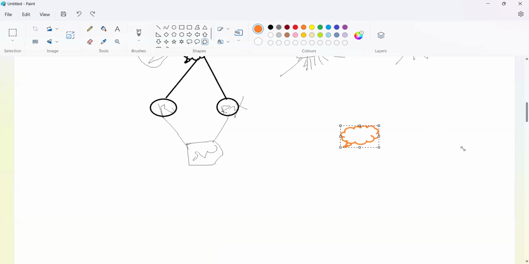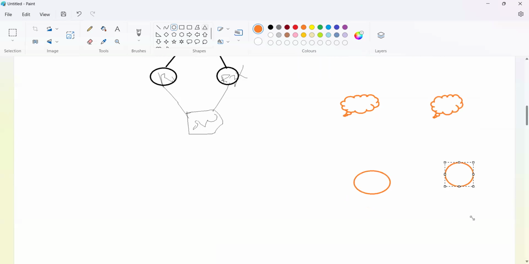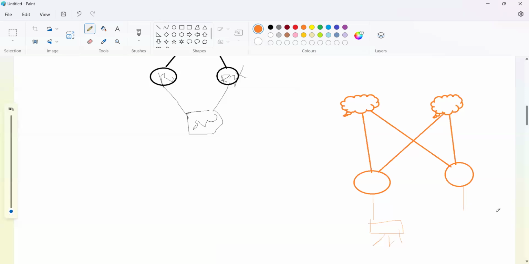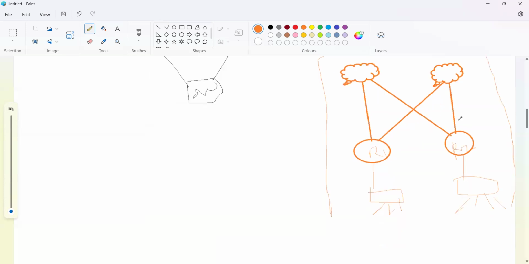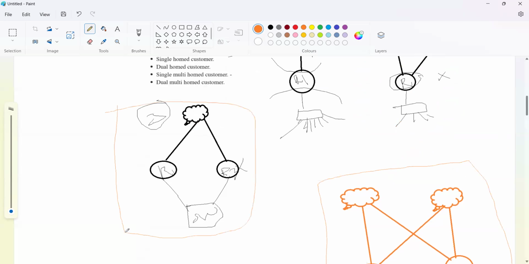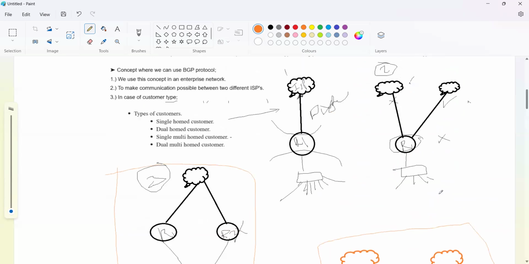Two ISPs with two routers, and these two routers are connected to our LAN location. Likewise, the connectivity will happen. This is the LAN. Here we'll do path manipulation, the entire thing. This is used in the data center. In data center locations, we'll use this kind of scenario, this kind of customer type, and at branch locations we'll use this type or this type.